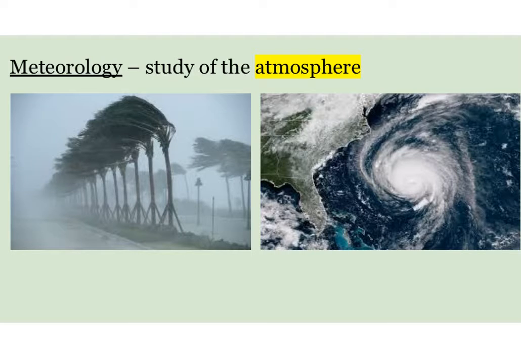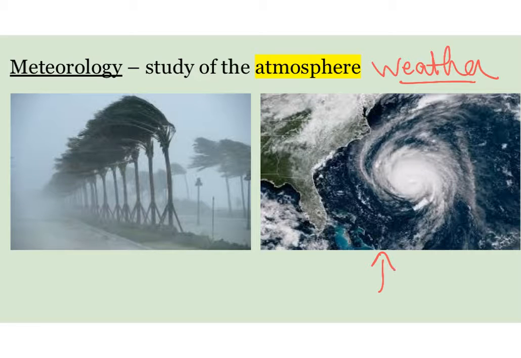Another branch or category of earth science is meteorology. This is the study of the atmosphere. Another way to think about this is that this is weather. So whenever you hear the word meteorology, you should think about weather. Like these images, which are actually pictures of hurricanes, which are really just strong storms.